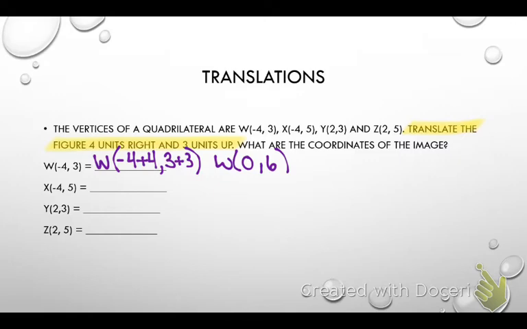All right, so let's do X, Y, and Z now. So everybody together, tell me X. What's X going to be now? 0, 8. What's Y? 6, 6. And what's Z? 6, 8. Okay, are we clear on translations? This is 8 points on your test tomorrow. Are we clear? All right, let's do reflections.